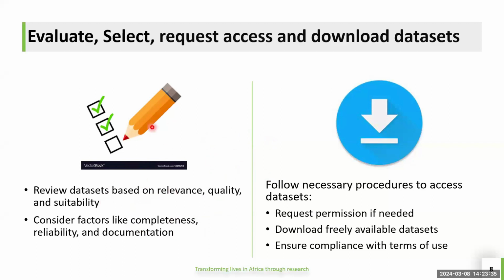Once you're happy with this, you've selected the data, you think it's relevant, the quality is good, and it meets your other requirements, then you can access the data. If it's freely available, you can download or request permission if needed. And you're keeping track within your record in terms of whether it's possible at all to access it.